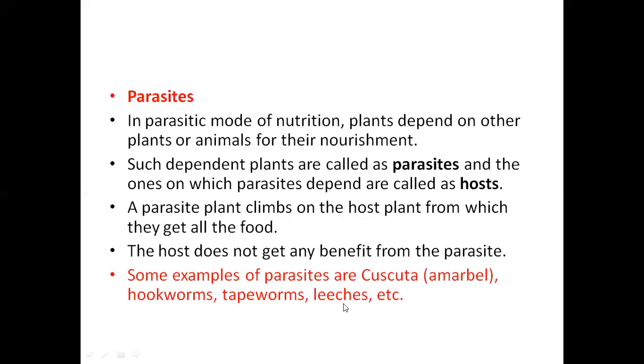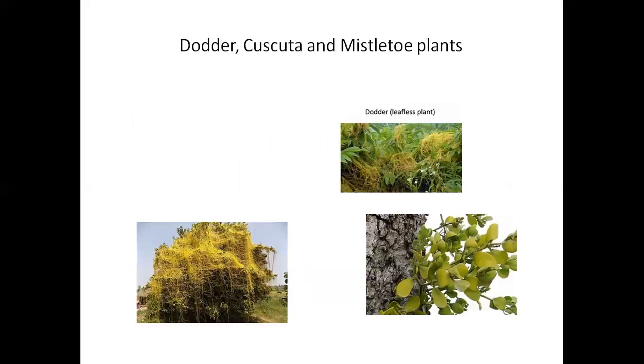Actually, there are two kinds of parasites: external parasites and internal parasites. External parasites stay outside the body of the animal, on the surface. Whereas internal parasites live within the body of the organism. The complete shelter, nourishment, and all life processes of such organisms are within the body of the host itself in an internal parasite. Here are some examples of parasitic plants.